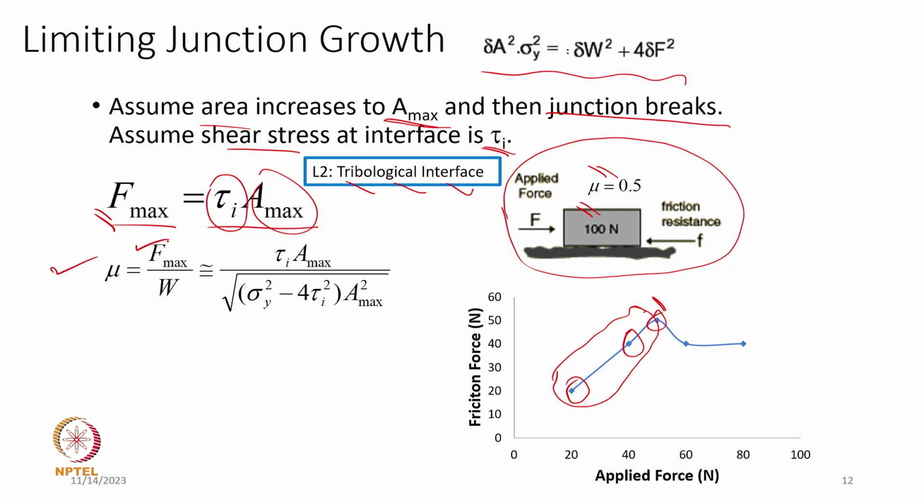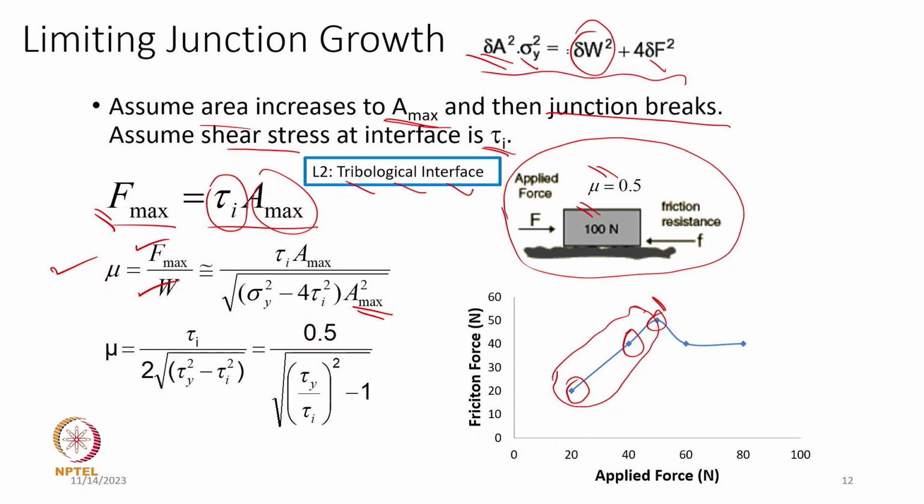So coefficient of friction is F max divided by normal load. We already have the friction force in terms of tau I and A max, and W we can calculate from here. This is sigma y square minus tau A square, and this A has already reached A max, so it can be given by this relation, and we can remove A max because we don't really require it, rearranging. The coefficient of friction can be given in this relation: 0.5 divided by the square root of tau y, which is the strength of the material, the softer material, over tau I, which is the interfacial strength, and then minus 1.